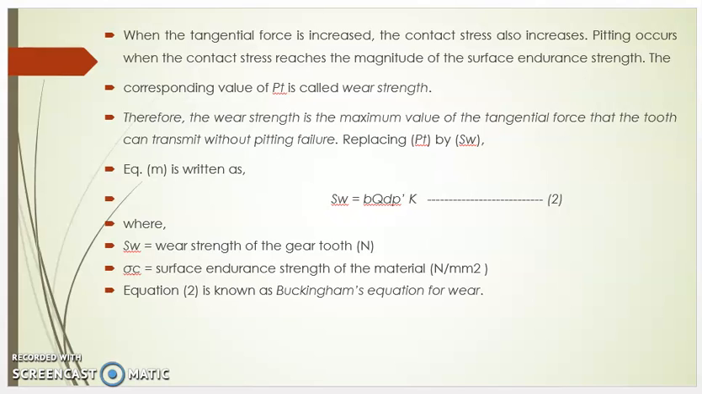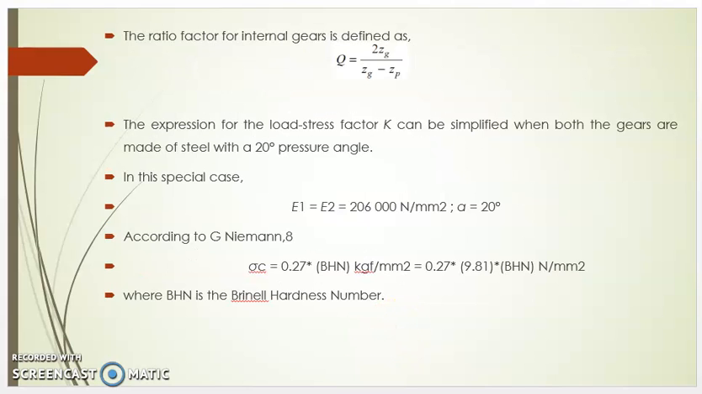Therefore, replacing Pt by Sw, equation M is written as Sw is equal to b Q dp dash K, equation 2, where Sw is equal to wear strength of the gear tooth in Newton, and sigma c is equal to surface endurance strength of the material in Newton per m square. Equation 2 is known as Buckingham's equation for wear. The ratio factor for internal gears is defined as Q is equal to 2 Zg divided by Zg minus Zp.